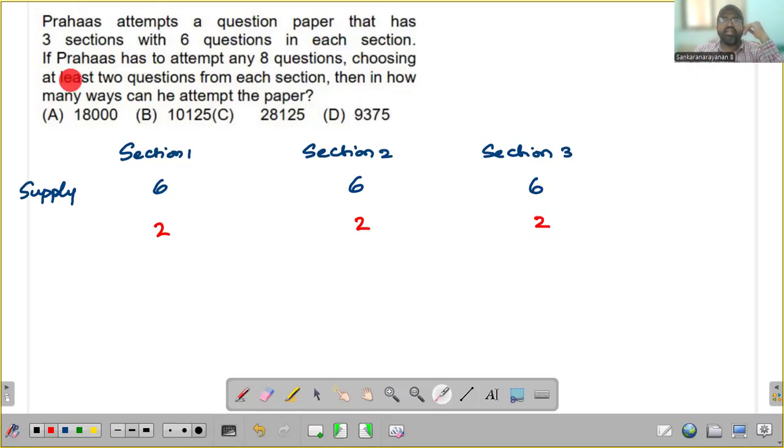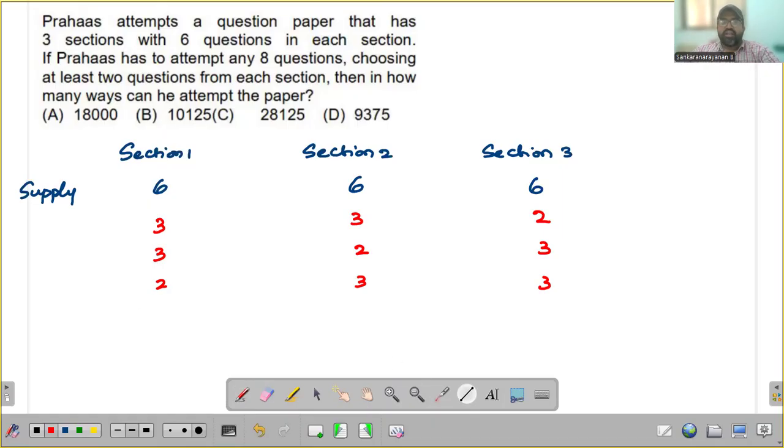He has chosen at least 2 questions from each section. That is taken care. Now, 2 more questions are remaining. How to go ahead with those 2 more questions? So the possibilities, if I list them, can be 3 questions from section 1, 3 from section 2, 2 from section 3. Or 3 from section 1, 2 from section 2, 3 from section 3. Or 2 from section 1, 3 from section 2, and 3 from section 3. Okay, so there are 3 ways.